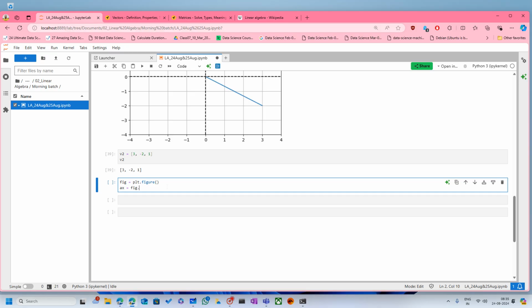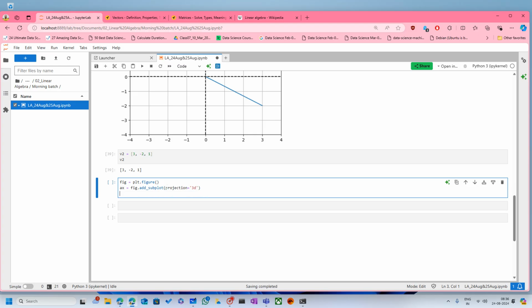By default it will anyway create the two axes, and now we are trying to add an additional one. Axis dot subplot, and I'm calling the projection. I'm adding the extra axis, but I want it to project using the 3D system. So now to that axis I'm going to plot a 3D vector. Now 3D vector again is the same story. If I'm to plot a 3D point, let me add that as well.